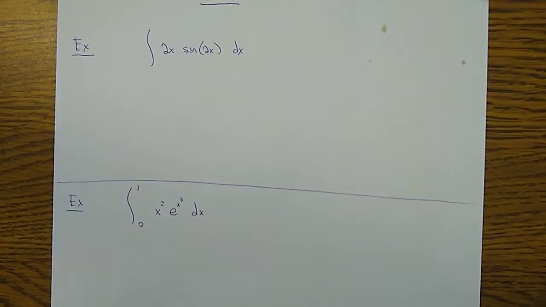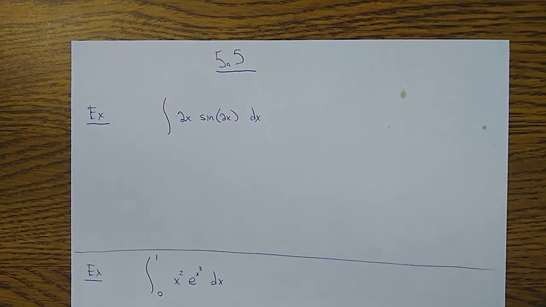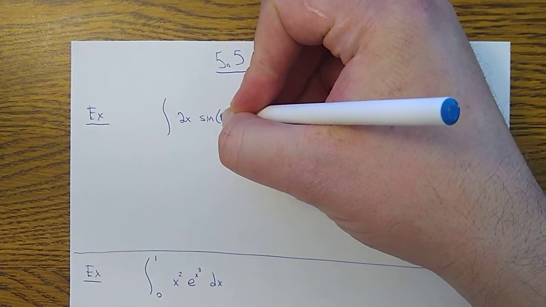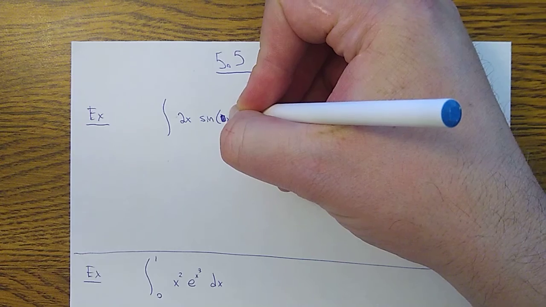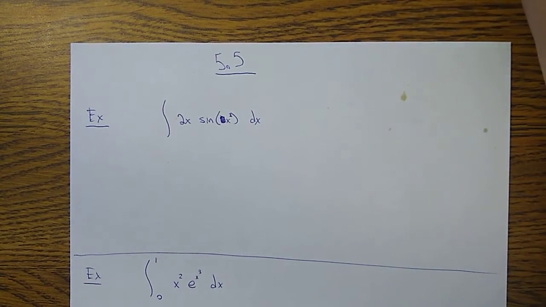Okay, so here is the last section, 5.5. I didn't mean to write this. This should be an x squared.